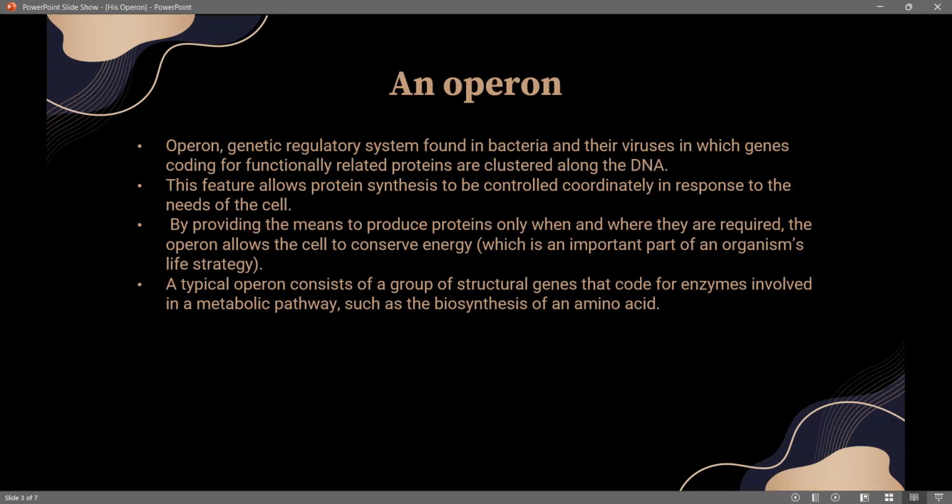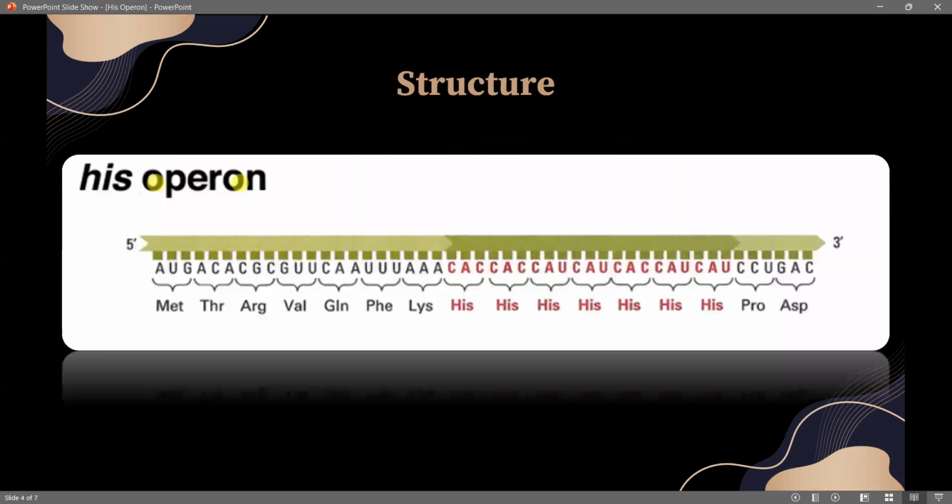One common method of regulation is carried out by a regulator protein that binds to the operator region, which is another short segment of DNA found between the promoter and the structural genes. So this was a short note about operon. Now, this is the structure of a simple operon. For the sake of this video, I've taken histidine operon. So we can see the sequence, the repetition of histidine.